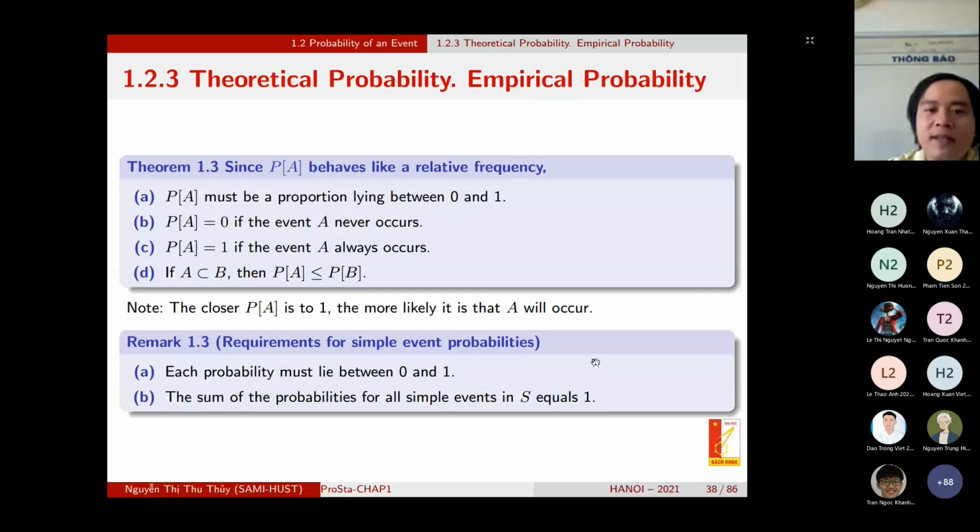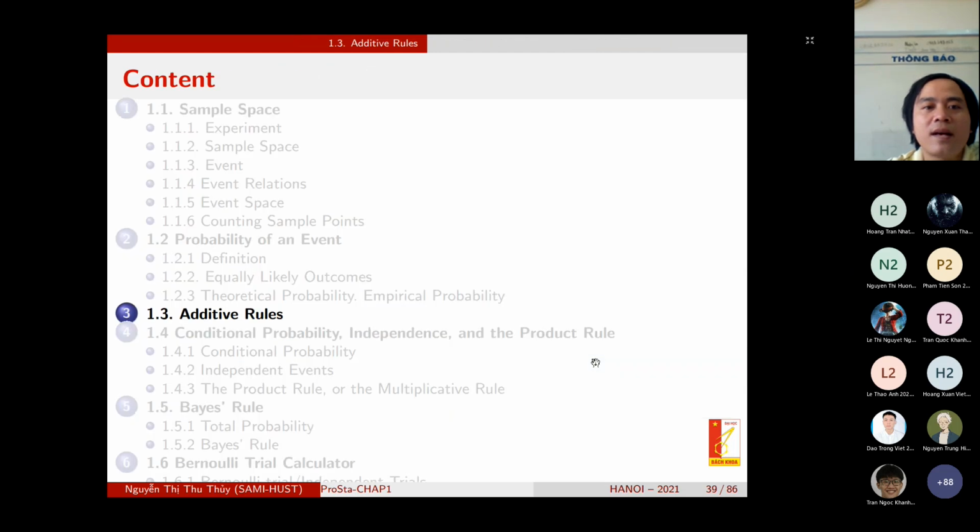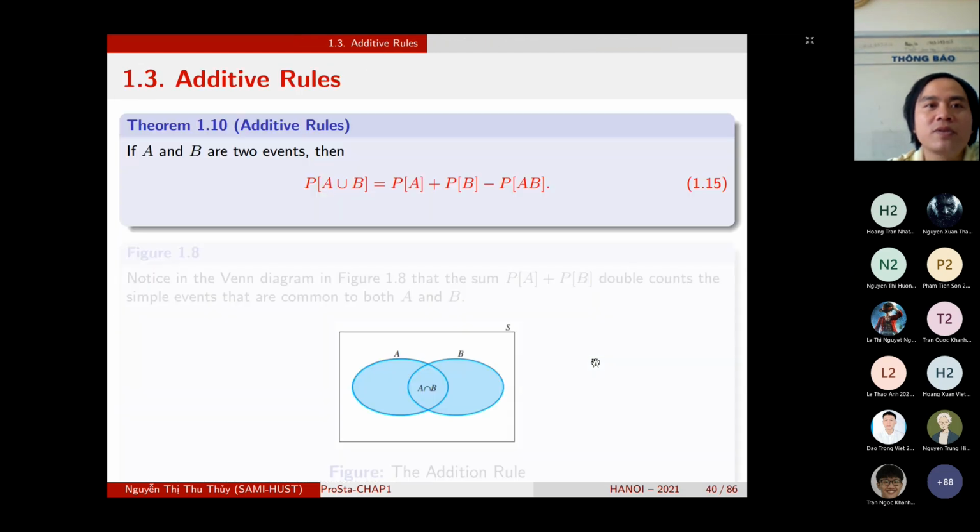Simple events are collectively exhaustive and mutually exclusive. So we can call that a partition of the sample space, okay. Now we consider the additive rules.